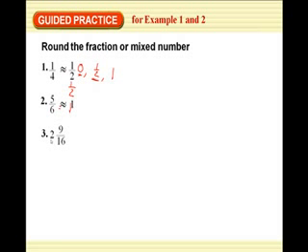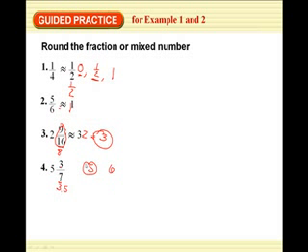2 and 9/16 is between 2 and 3. So now I have to decide, do I round to 2 or up to 3? You look at your denominator, which is 16. Half of 16 is 8. 9 is bigger than that, so this fraction is bigger than a half. That tells us to round up to 3. 5 and 3/7 is between 5 and 6. So now we got to decide, am I going to round down or up? Half of 7 is 3.5, and 3 is less than that, so you round down to 5.